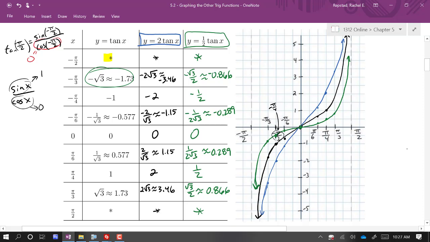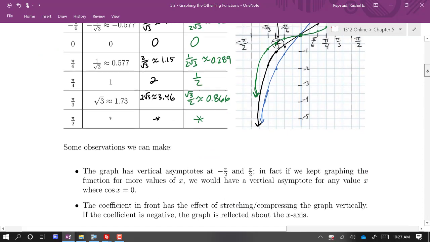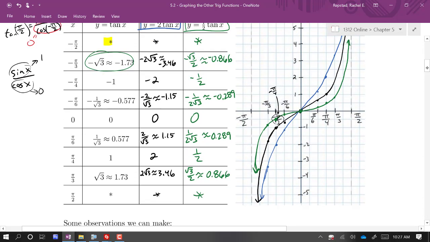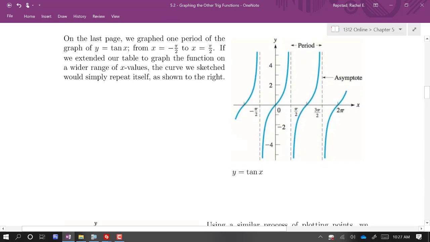So here we just graphed it from negative pi over 2 to pi over 2. But tangent, just like sine and cosine, is also periodic. So if I kept going, if I included from pi over 2 to 3 pi over 2, I'd get the same shape, just repeated. So if you punch it in the calculator, you'll get this same shape over and over again. And we can see the period, the distance between one point in the function and its repeated point in the next period. So it does have a period length of pi.